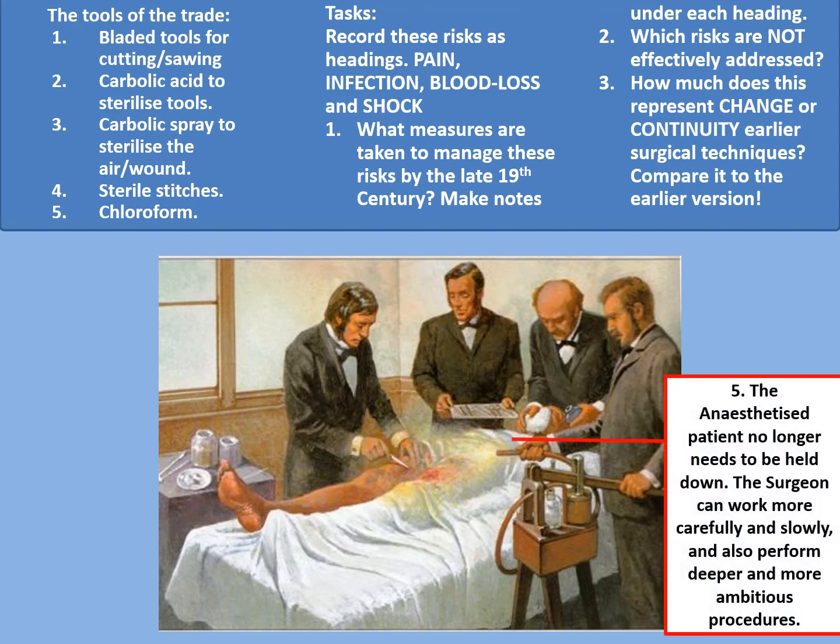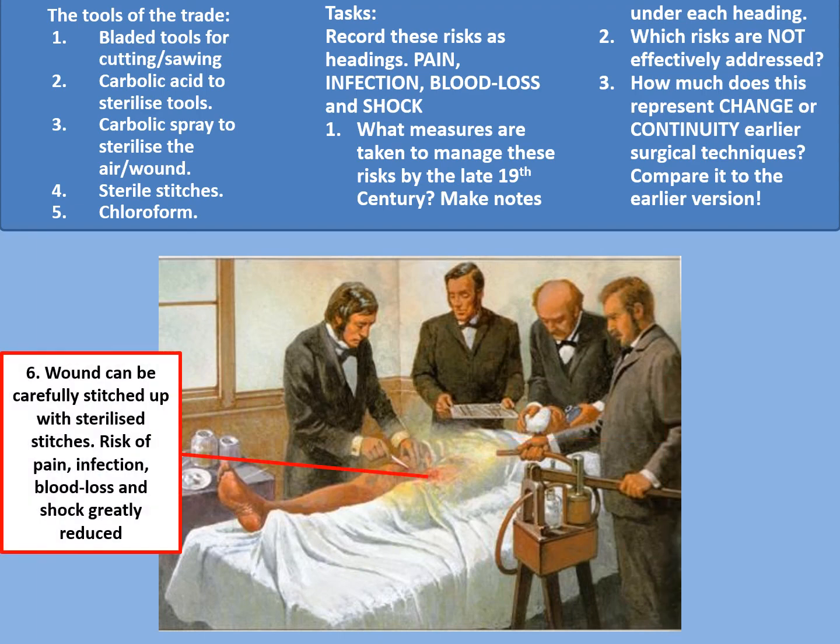Stage number 5. The anaesthetised patient no longer needs to be held down. The surgeon can work more carefully and slowly and also perform deeper and more ambitious procedures. And lastly, number 6. The wound can be carefully stitched up with sterilised stitches. The risk of pain, infection, blood loss and shock are greatly reduced. Okay, complete your notes for task 1. Press pause, and then when you're ready to continue, press play again.